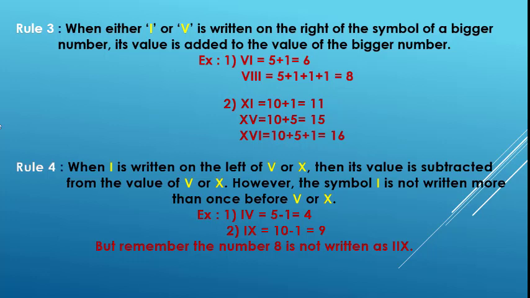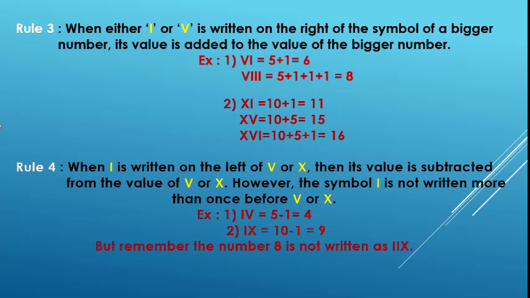Next, XV. V is on the right hand side of X. By substituting the values, 10 plus 5 is equal to 15. Next example, XVI. As you can see, according to the rule, I and V are on the right hand side of the bigger number. By substituting the values, 10 plus 5 plus 1 is equal to 16.